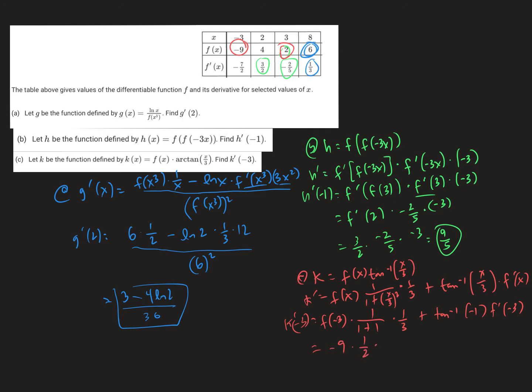times 1/2 times 1/3. Inverse tangent of -1, if you think about where tangent is -1, it's at the 45-degree angles. So that's going to give you -pi over 4. And then f prime of -3 is -7/2. So I'm pretty sure then we get -3/2 from this first part, and then plus 7 pi over 8. And you can leave it like that.